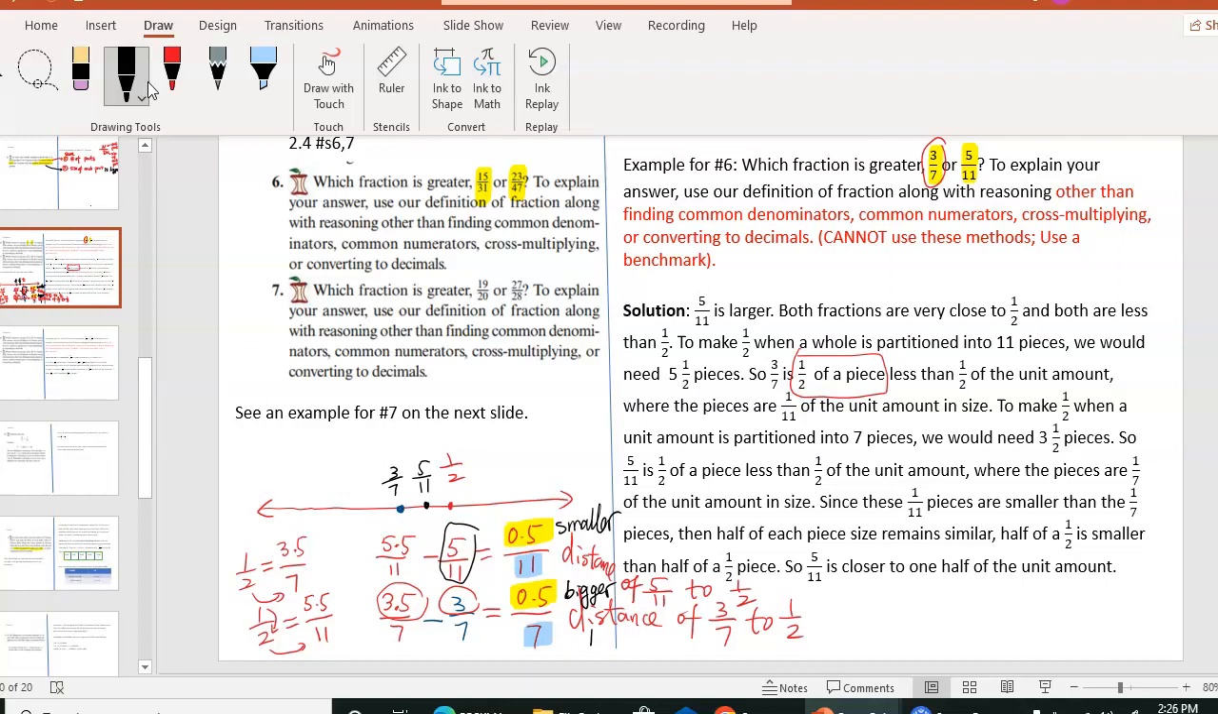And now look at these 2 points. So now we can ignore the benchmark 1/2. You don't have to look at 1/2. You just look at the blue dot and the black dot, and notice that any number on the right is going to be bigger. So this one is on the right, that's going to be bigger. So that's how I got 5/11 is bigger. Okay, so one of the important things you need to explain is 5/11 is closer to 1/2. Why? Because it's this far away from 1/2: half of an 11th away from 1/2, which is a smaller distance compared to half of a 7th.